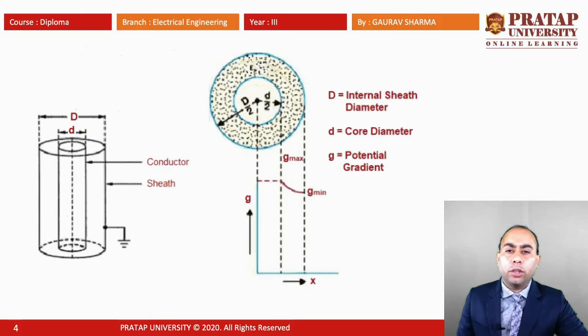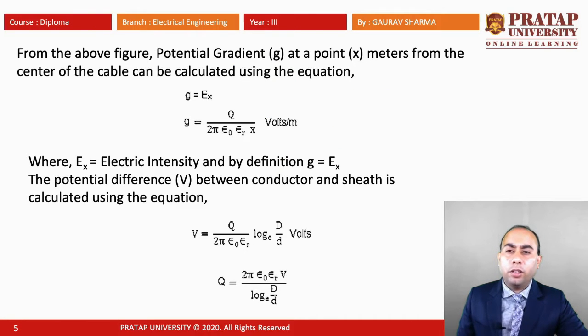Now look at the general pictorial view or cross section of a single core cable, in which capital D denotes the internal sheath diameter, small d is the core diameter, and G is the potential gradient of the cable. From this figure, the potential gradient G at a point x meter from the center of the cable can be calculated by using G is equal to Vx.